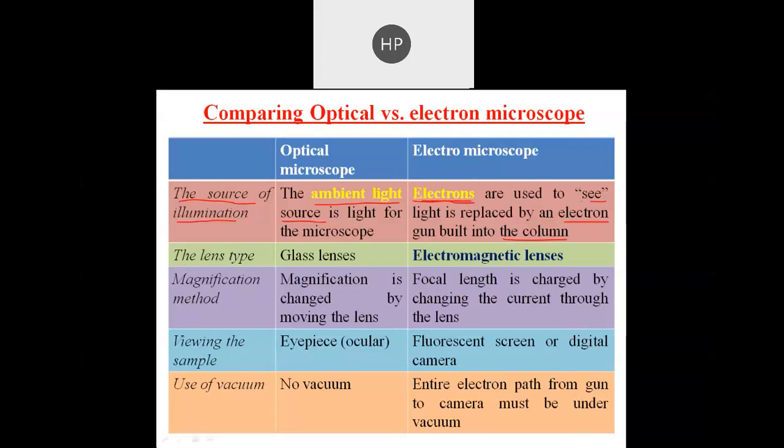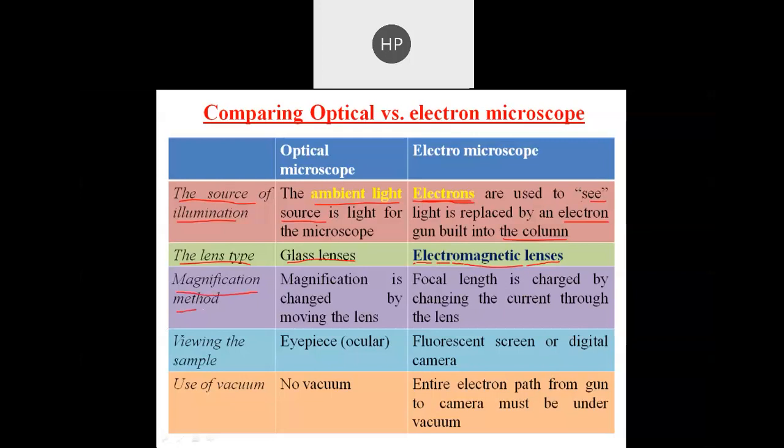Then second is the type of lens. Which type of lens is used in an optical microscope? We have a glass lens, simple different types of glass used as a lens. While here, though we have electrons, we use electromagnetic lenses. Not glass lenses, but electromagnetic lenses are used to focus the electrons.